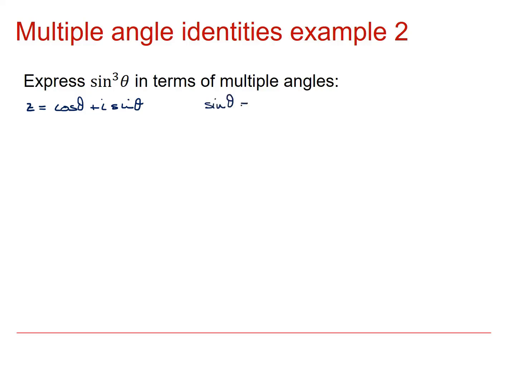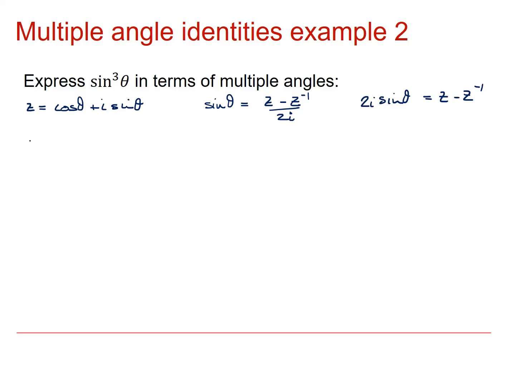Sine theta is equal to z minus z to the minus 1 over 2i. That's using our formula from the previous slide. I've just got sine of 1 theta, so I get z to the 1 minus z to the minus 1 over 2i. Rearranging this, I'm going to get that 2i sine theta is equal to z minus z to the minus 1.